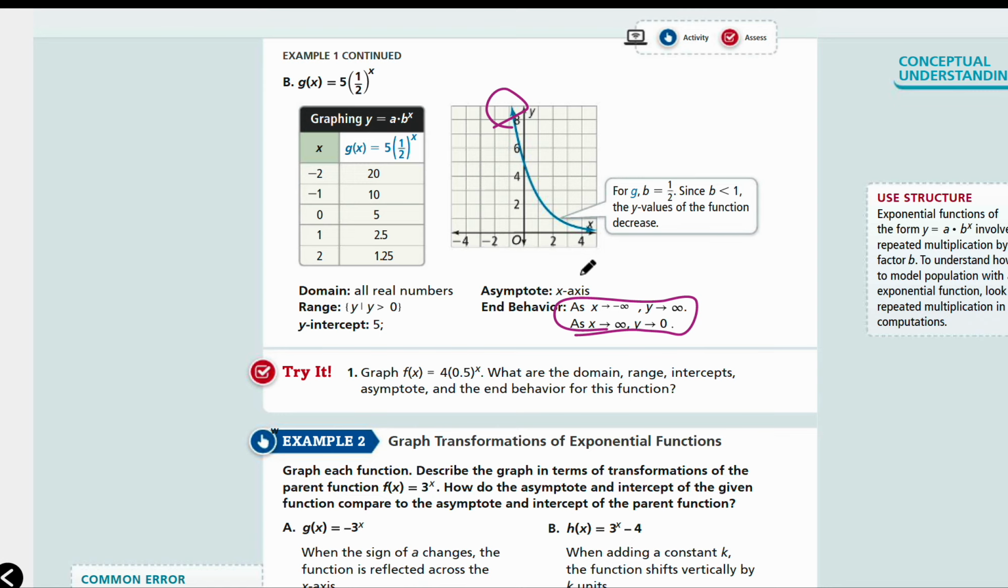Let's look at try number 1. Graph f of x equals 4 times 0.5 to the power of x. What are the domain, range, intercepts, asymptote, and the end behavior for this function? Remember to figure out the domain, asymptote, range, end behavior, and y-intercept as key features. Pause the video, see if you can do it by yourself. Come back when you're ready for answers.